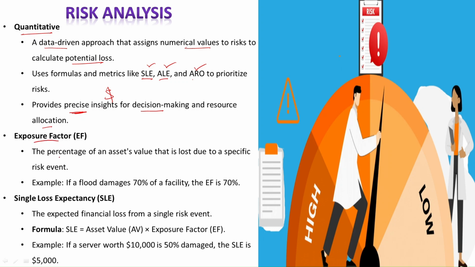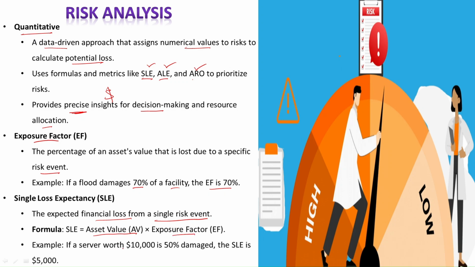What is exposure factor? This is the percentage of an asset's value that is lost due to a specific risk event. For example, if a flood damages 70% of a facility, the exposure factor is 70%. What is SLE? That is single loss expectancy. It is the expected financial loss from a single risk event. Formula for SLE is the asset value multiplied by exposure factor.